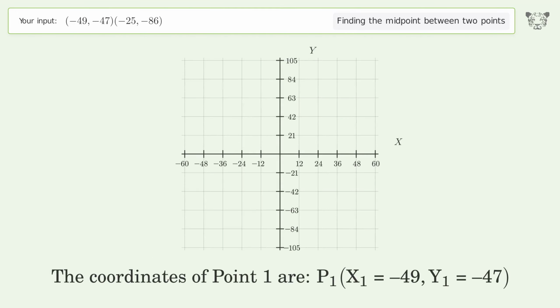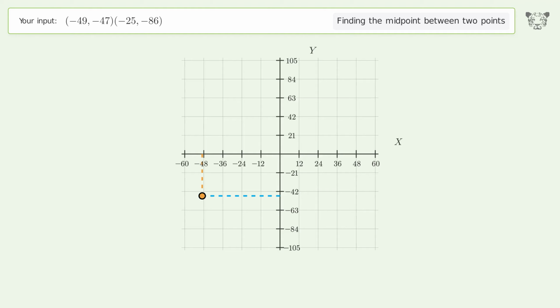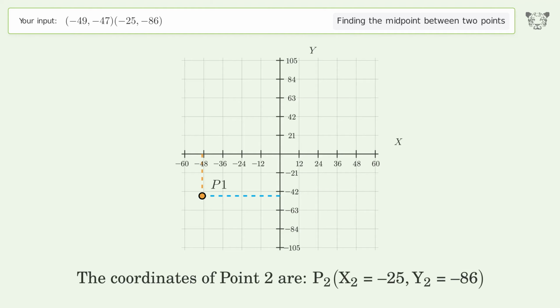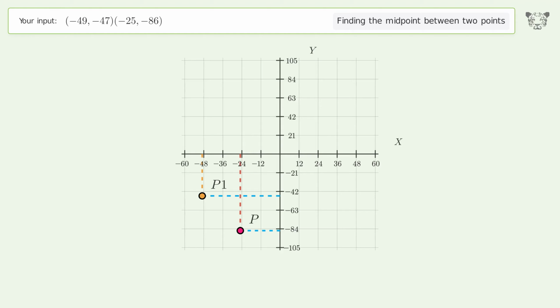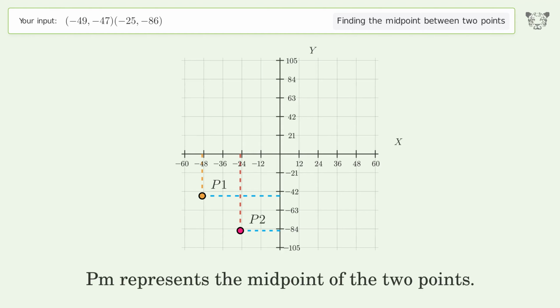The coordinates of point 1 are x1 equals -49, y1 equals -47. The coordinates of point 2 are x2 equals -25, y2 equals -86. PM represents the midpoint of the 2 points.